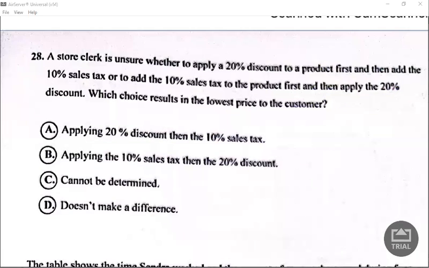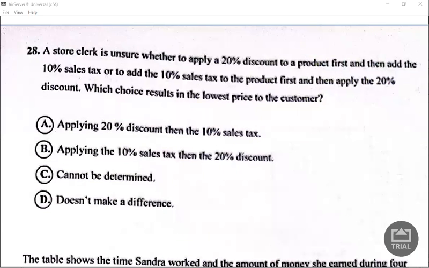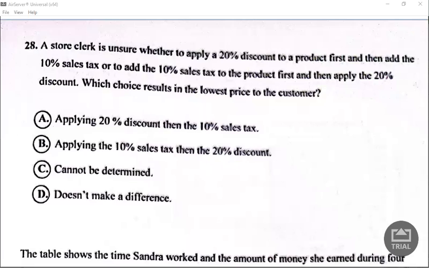A store clerk is unsure whether to apply a 20% discount to a product first and then add 10% sales tax, or add 10% sales tax to the product first and then apply the 20% discount. Which choice results in the lowest price to the customer? To be honest, it does not matter. Let me just quickly work it out for you using 100 as the benchmark.